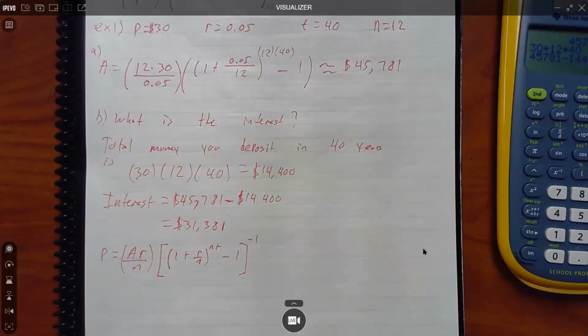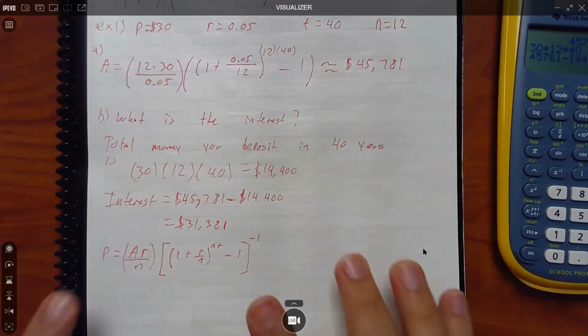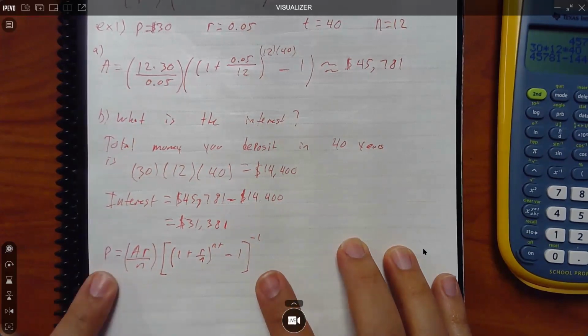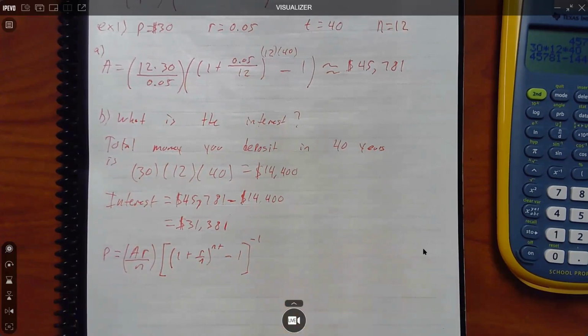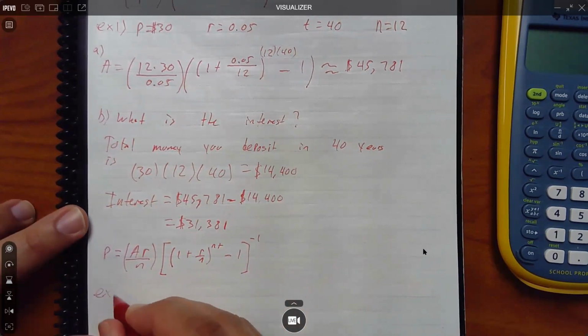I don't care how you do these problems, just show your work and use legit math, you'll be fine. I recommend you use this one to solve for payment. So P is payment. So the question for an example 2 is going to be, how much do I put away, right?